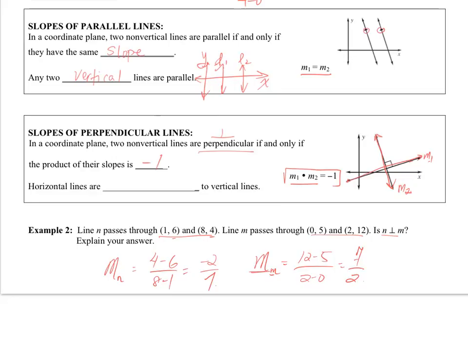Now let's check. -2 over 7 times 7 over 2 is -1. So yes, perpendicular.